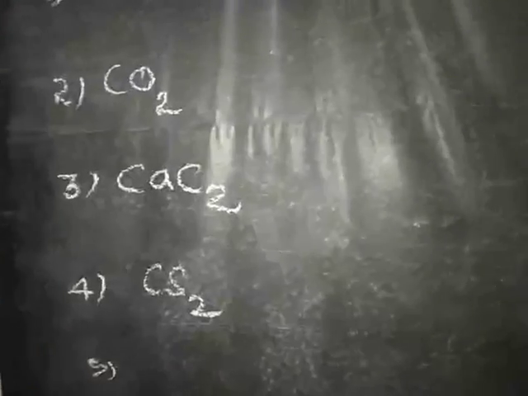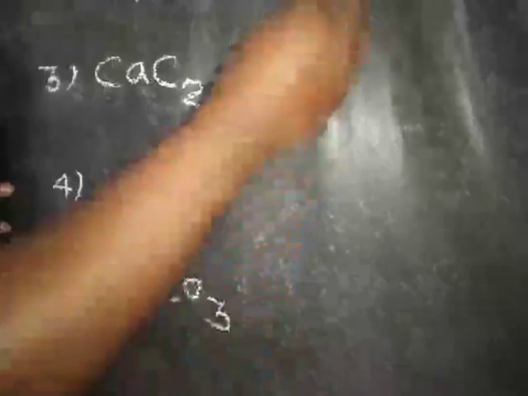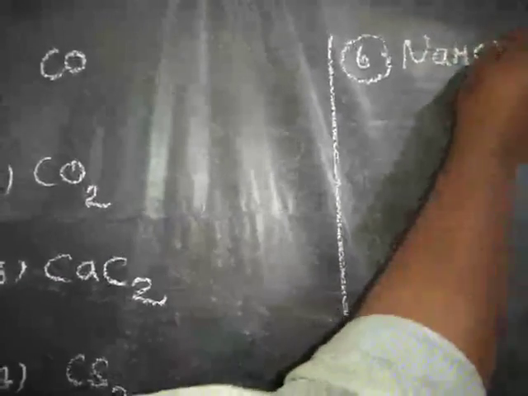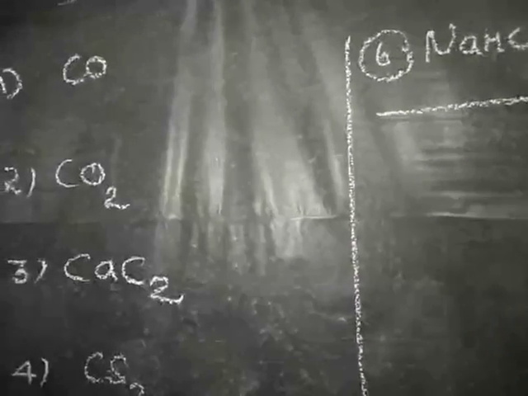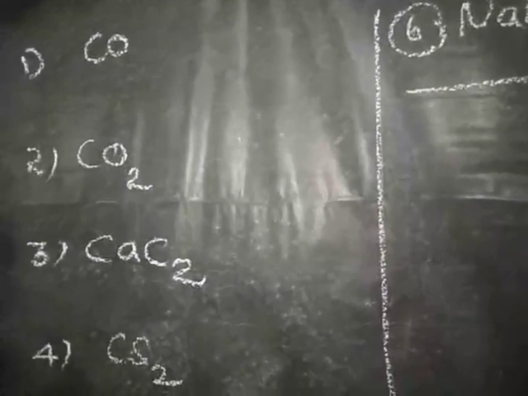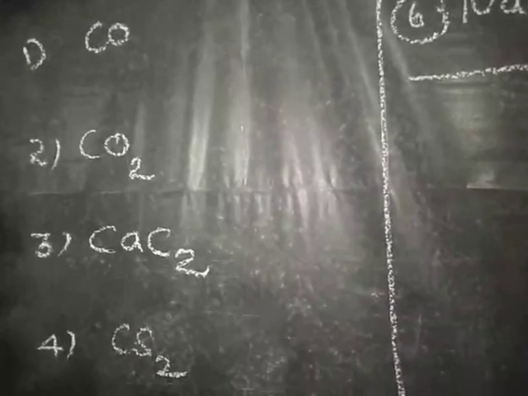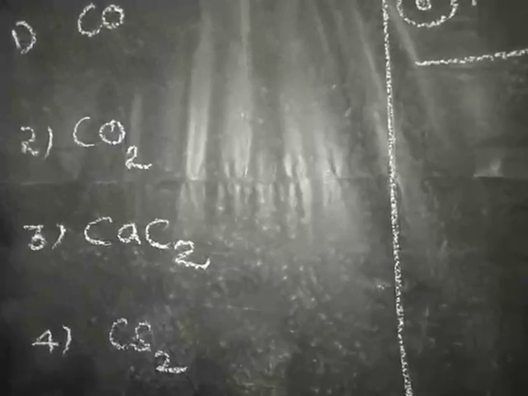fifth one calcium carbonate, CaCO3, next sixth one sodium bicarbonate, NaHCO3. So in our textbook, page number 174, a few inorganic compound names are given. So how to prepare these compounds, the same way properties and uses are also given.